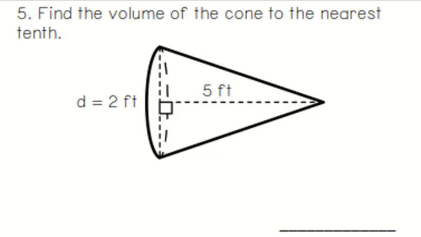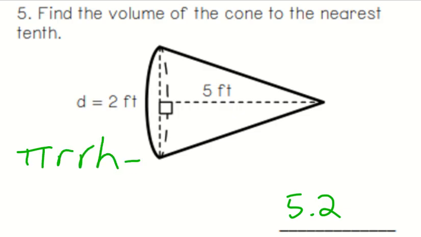Okay. Yeah, we got about 5.2. All right, cone. Cone is pi times radius times radius times height, divided by 3. A couple of y'all forgot that divided by 3 on the cone. A couple of y'all forgot another part. What did they give us this time?